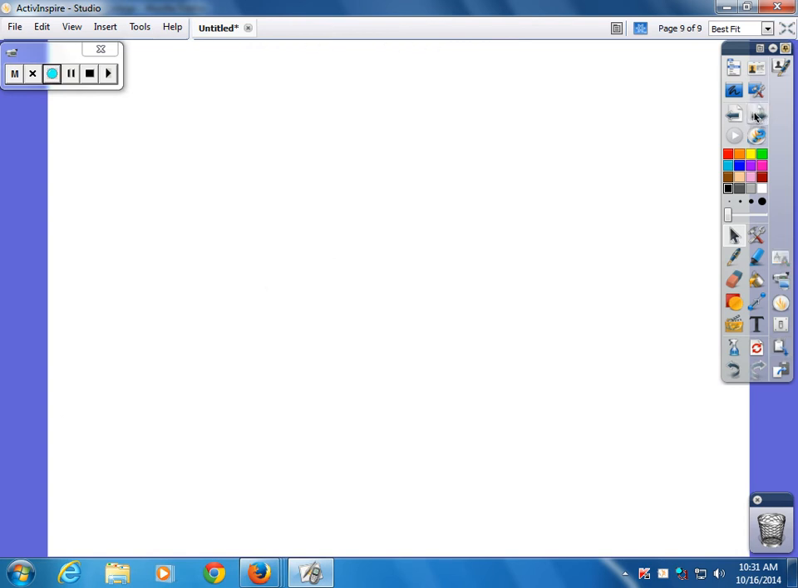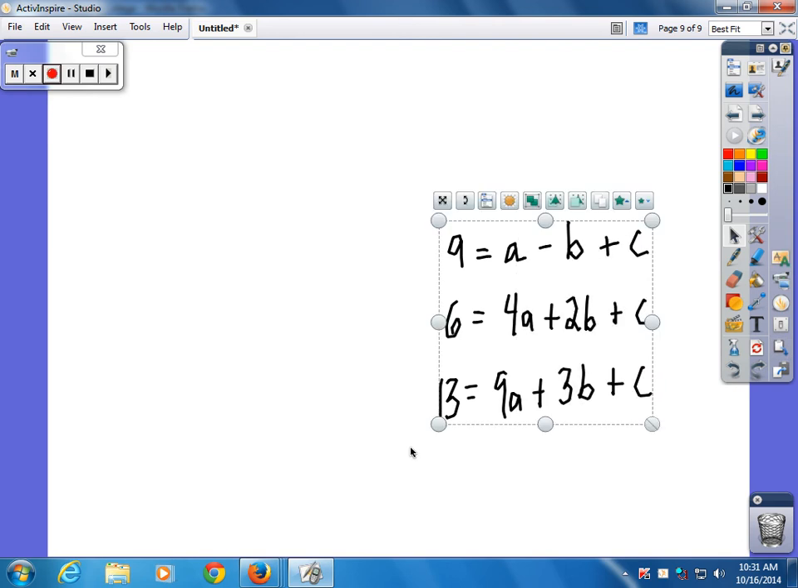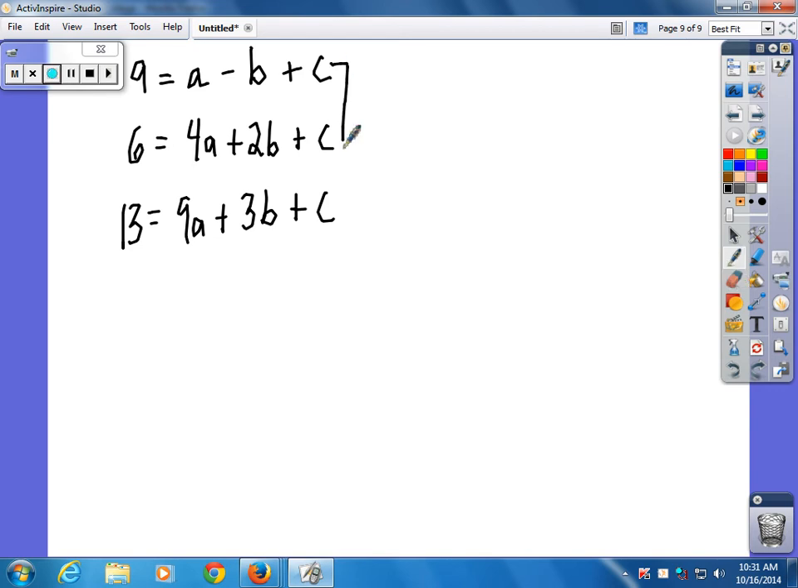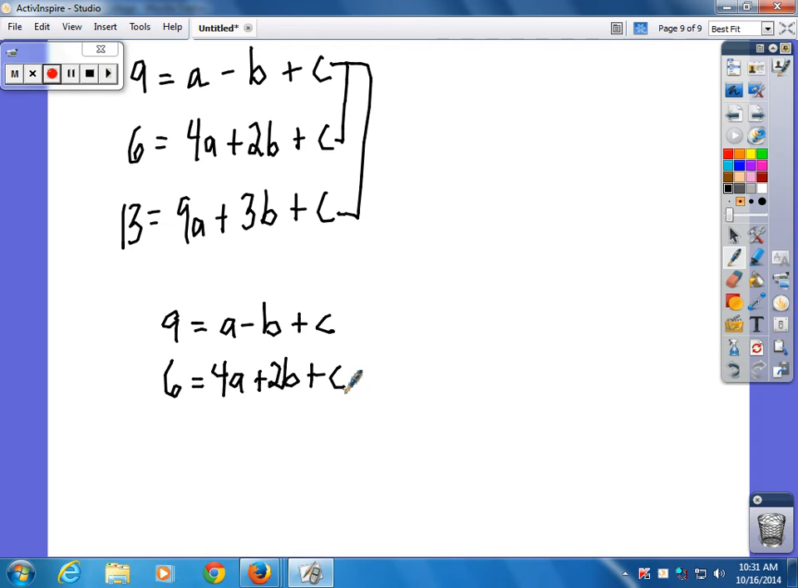Alright. So we get this guy. Well, when you solve a 3x3, three equations, three unknowns, I tell students to pick 1 and 2 and 1 and 3. You can pick 2 and 1, 2 and 3, or 3 and 2, 3 and 1. Doesn't matter. So here's 9 is equal to a minus b plus c, and 6 is equal to 4a plus 2b plus c. And then over here, 1 and 3. 9 is equal to a minus b plus c. And 13 is equal to 9a plus 3b plus c.